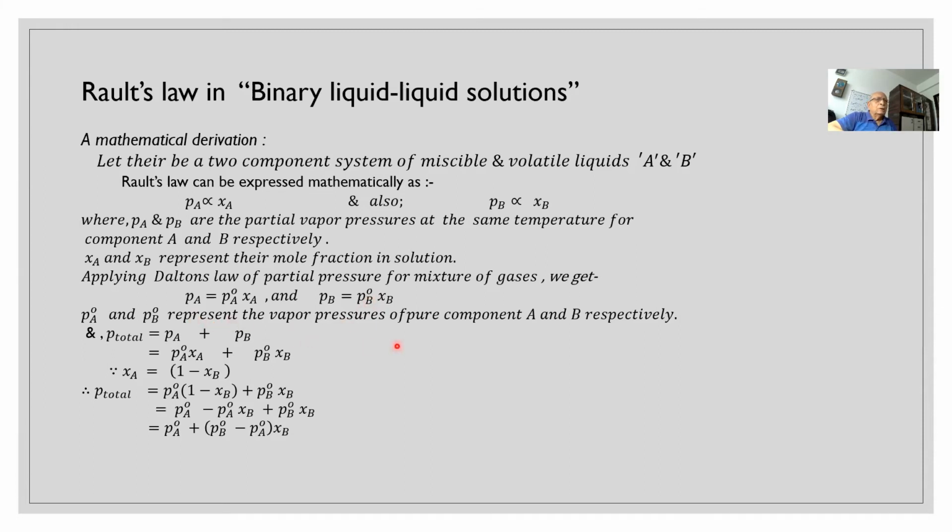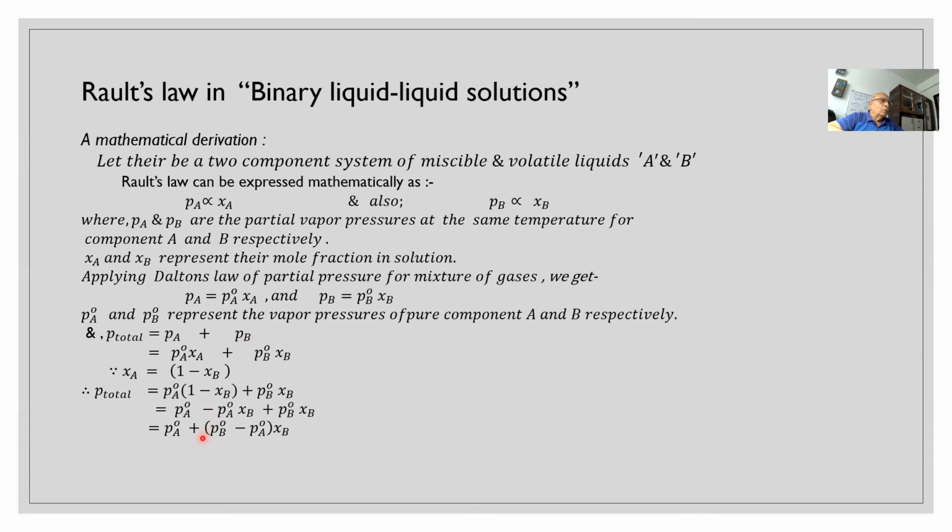Now, these are the pure state, pure components. Then what will be the total pressure of the solution? That will be equal to PA plus PB. Means if the partial pressures are known, we can find out the total vapor pressure exerted by the solution. Partial pressure has to be known.